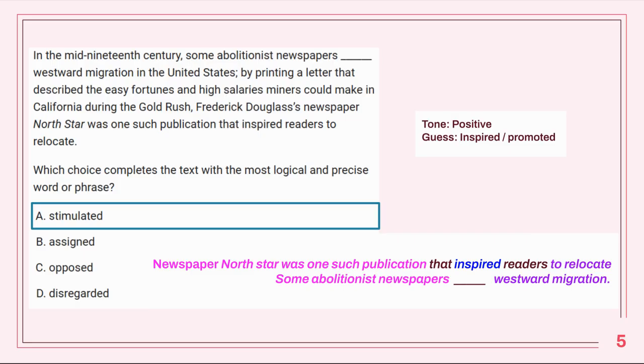And then assigned doesn't really make sense. Assigned Westward migration means kind of like your teacher will assign you an assignment. They're not telling people you have to go west. They're promoting people to go west. Saying assigned means they're forcing them to go west. Their newspaper, they can't force anybody to do anything, right? So assigned doesn't really make a lot of sense in this context. So stimulated, even if you don't know what it means, you can still eliminate B, C, D. They don't make any sense. And stimulated means to excite, to inspire. So that's why stimulated is going to be the best answer.